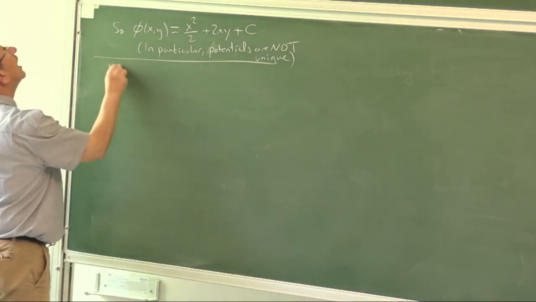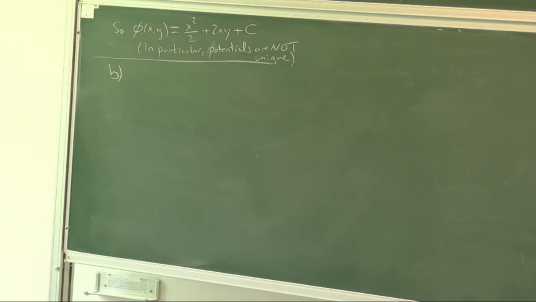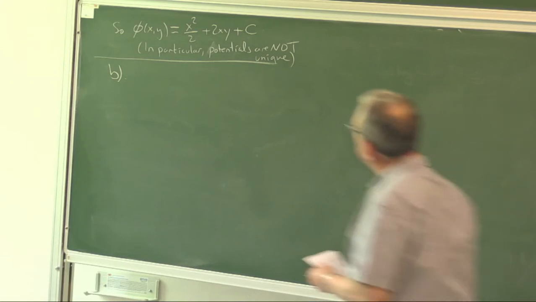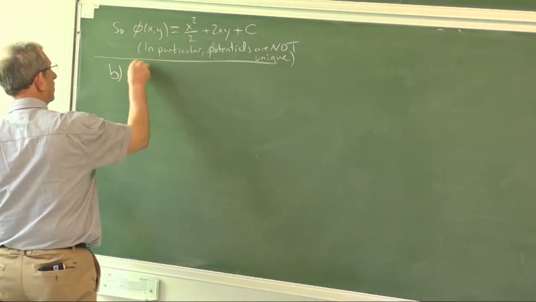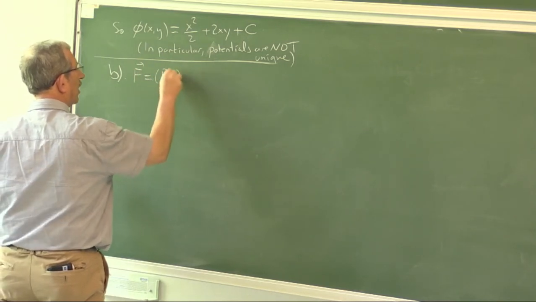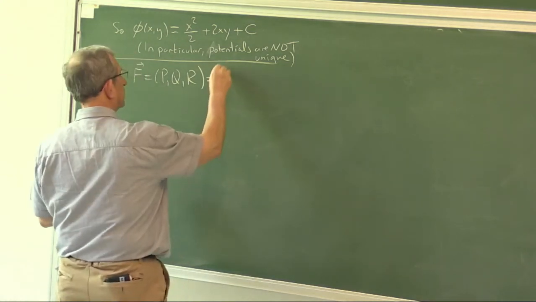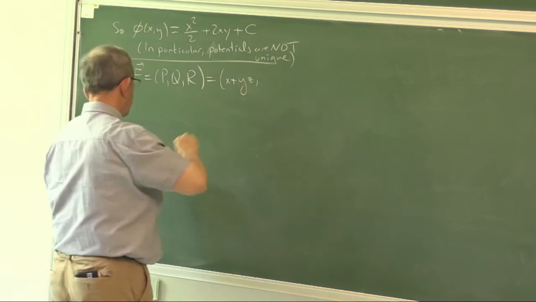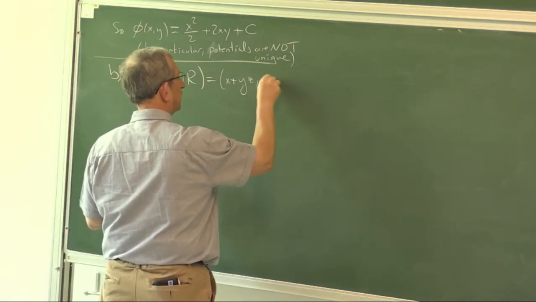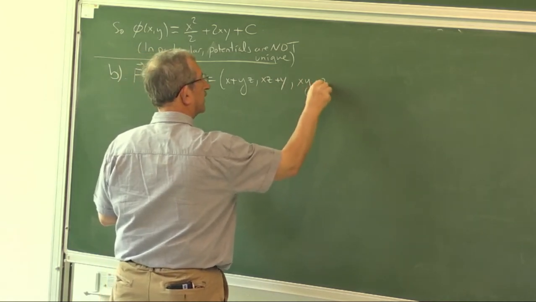As a second example, okay, let us consider a three-variable function. This will be a little bit longer, of course. Given that F, that is (P, Q, R), is x plus yz, and xz plus y, and xy plus z.